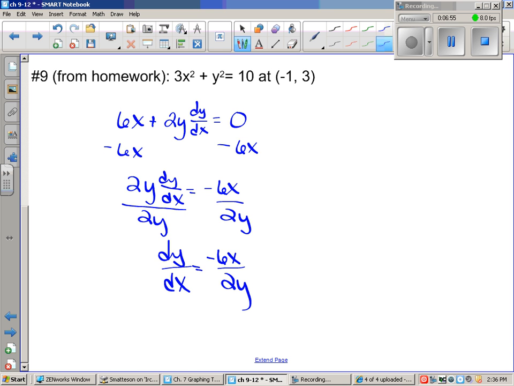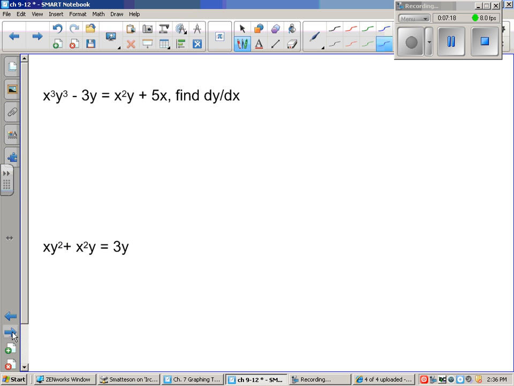And so now when it asks the question, all I have to do is plug in the x, plug in the y, and I've got the answer. And there is your slope at the point -1, 3. Isn't that interesting? So you have -6 times -1 over 2 times 3. And so you have 6 over 6. Oh, sorry. Yeah, which is 1. There you go. All right.